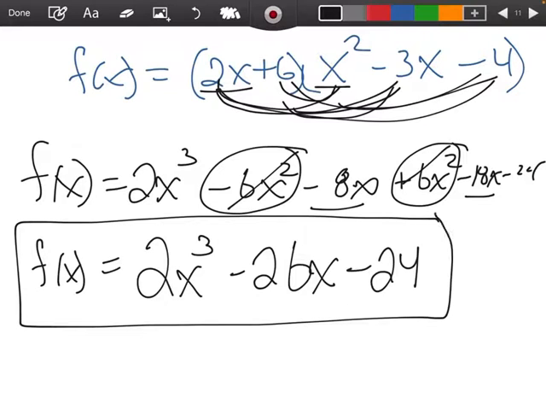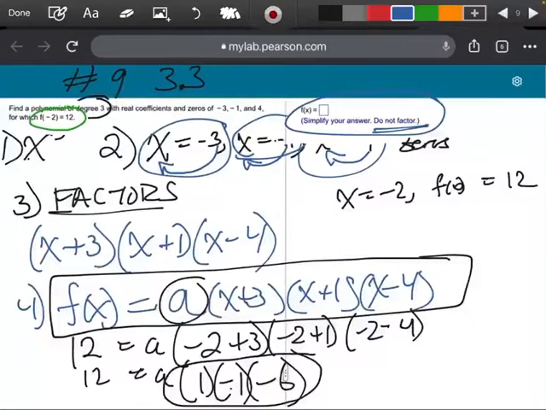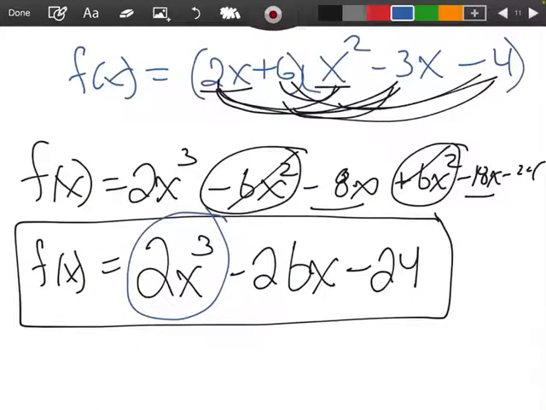I want you to notice something, y'all. Look at this first term. If you remember what we said from the very beginning, I kind of erased it right here, but the highest power we're going to have was an x to the third. And if you look right here, there's our x to the third. So this right here is the answer that we're looking for, okay?